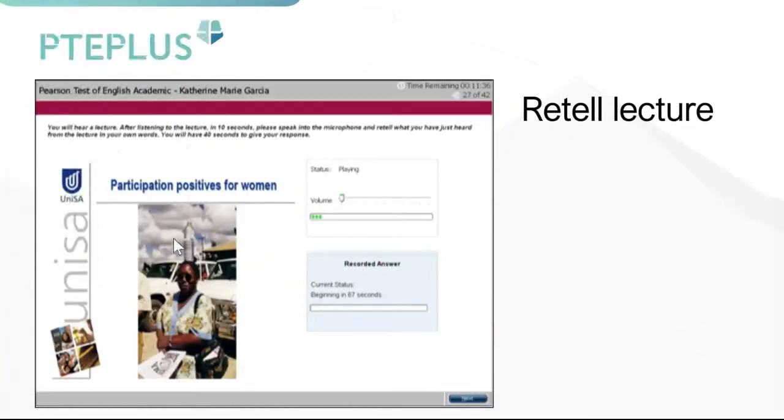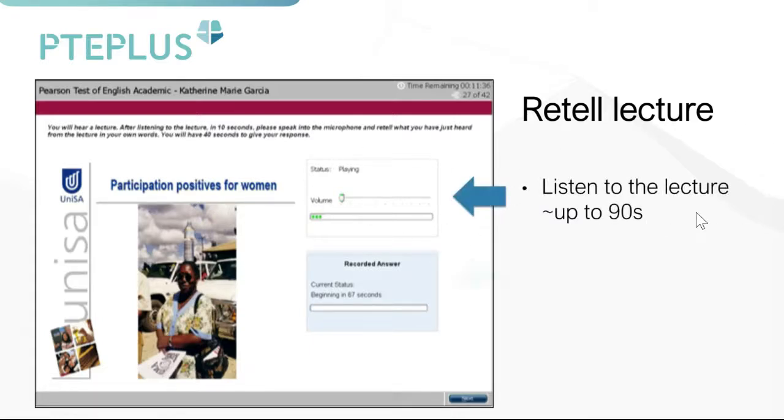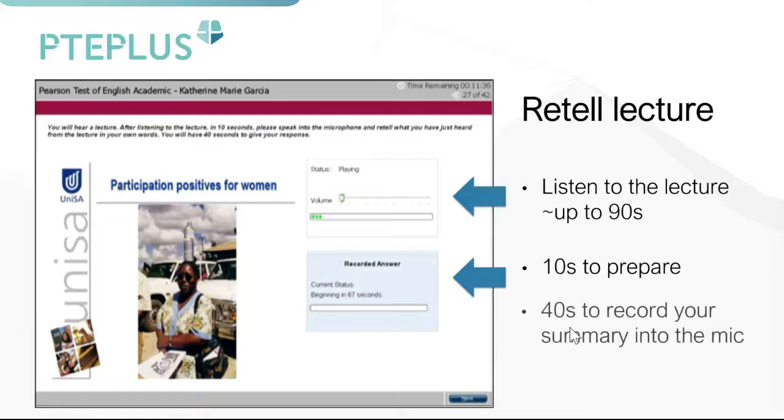Now the fourth question type is Retell lecture. So you'll be listening to an entire lecture that could be up to 90 seconds. And then you'll get 10 seconds after the lecture to finalize your notes. And then the microphone will open and you'll have 40 seconds again to speak back into the mic and give your own version about what you just heard. And you will face about 3 to 4 of these in the exam.